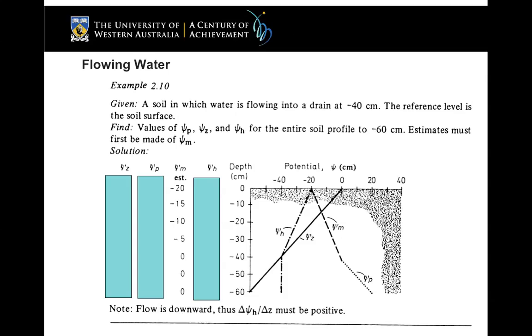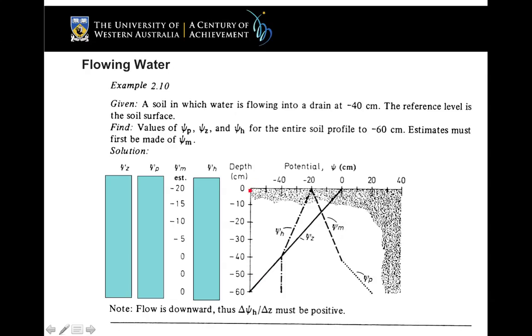In this case, we have a slightly different question. This time water is flowing through the soil, so there will be differences in the total hydraulic head between points. Right? A soil in which water is flowing into a drain at minus 40 centimetres. So there's a clue. At minus 40 centimetres, we must have a water table here. Otherwise, water wouldn't be flowing into a drain.